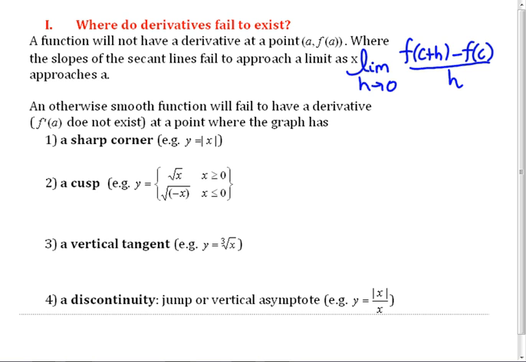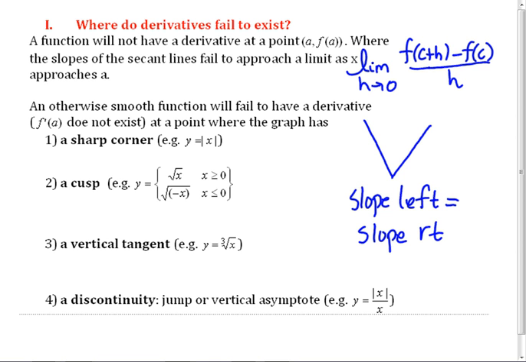So, where do we have problems? Sharp corners. Put simply, the slope on the left, because that is a limit, right, has to equal the slope on the right. It has to change nicely and smoothly and slowly, like going from reverse to forward in your car. You have to stop the car first. Otherwise, you have some problems.